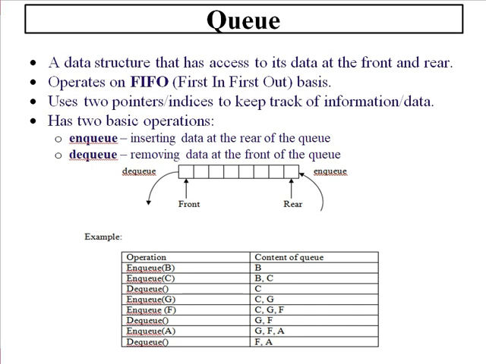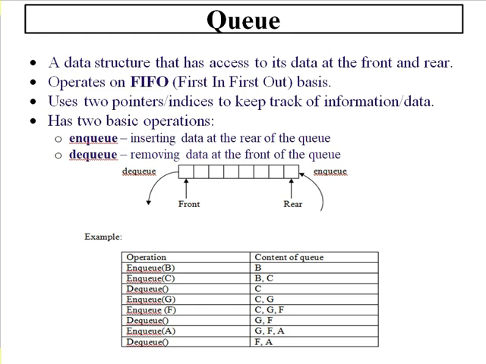The enqueue operation is used for inserting an item into the queue, and dequeue represents an operation of removing an item from the queue. So enqueue is used for inserting an item into the queue, and dequeue is for removing an item from the queue.